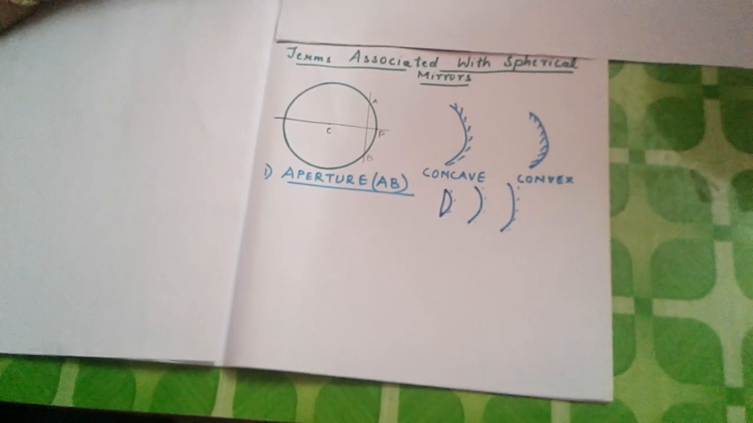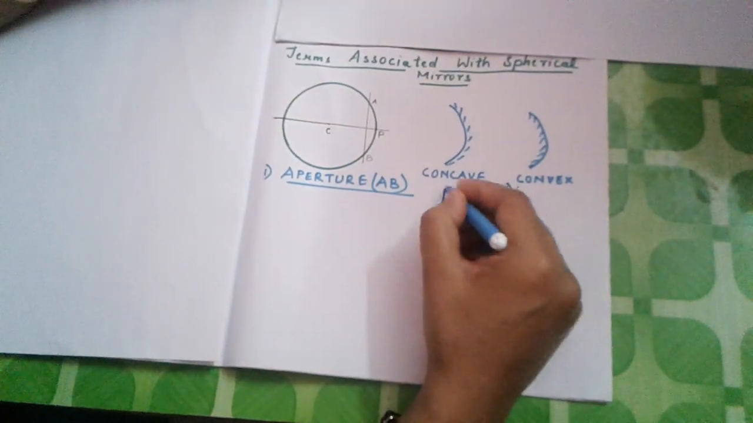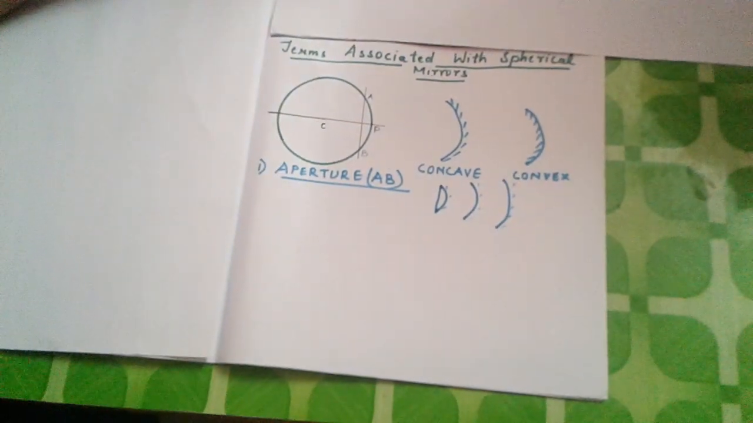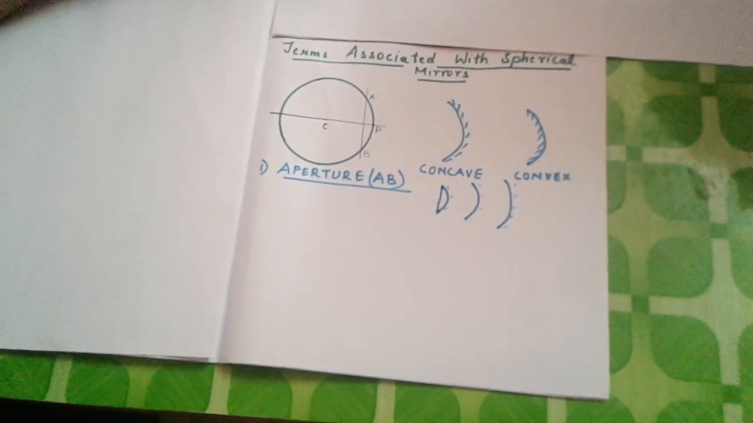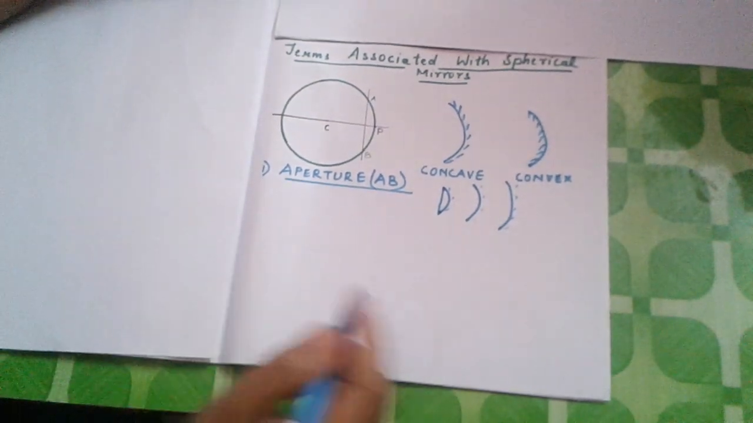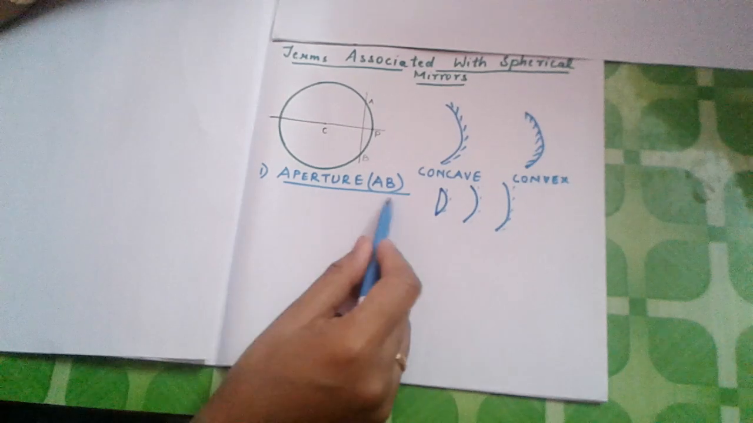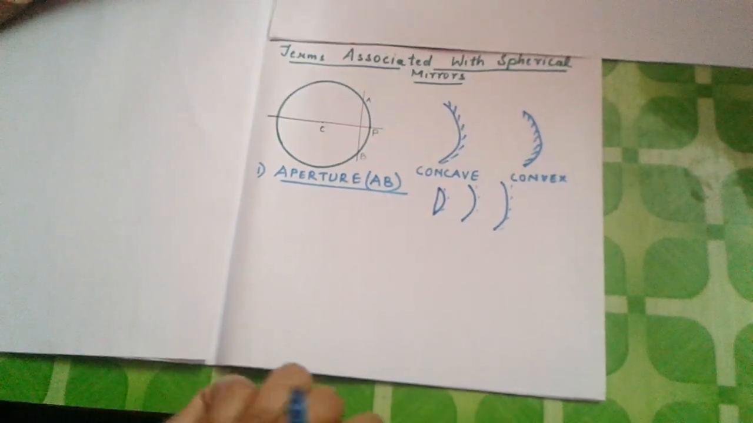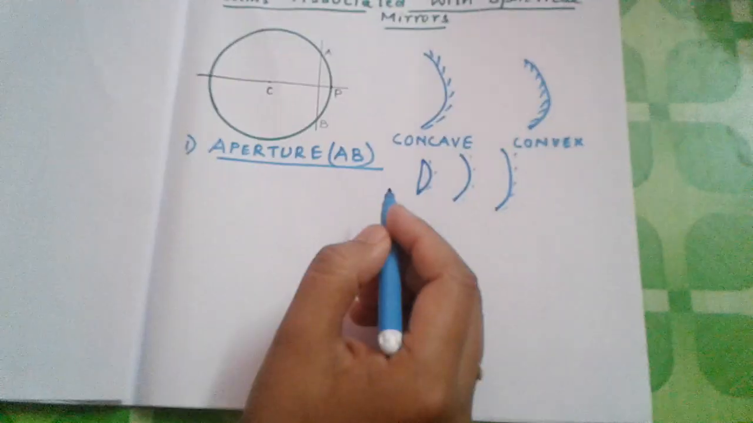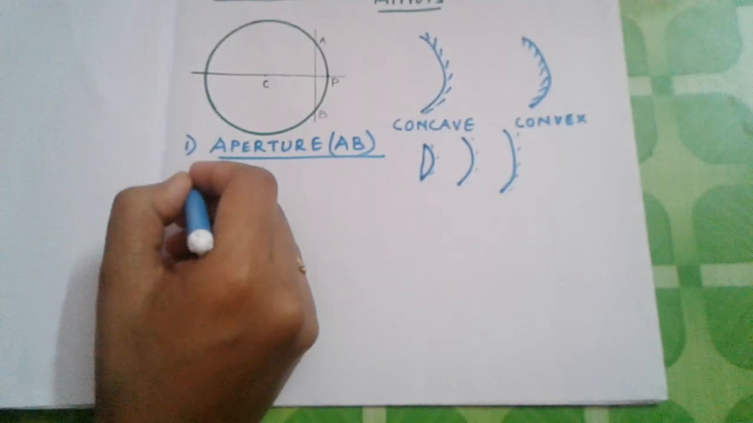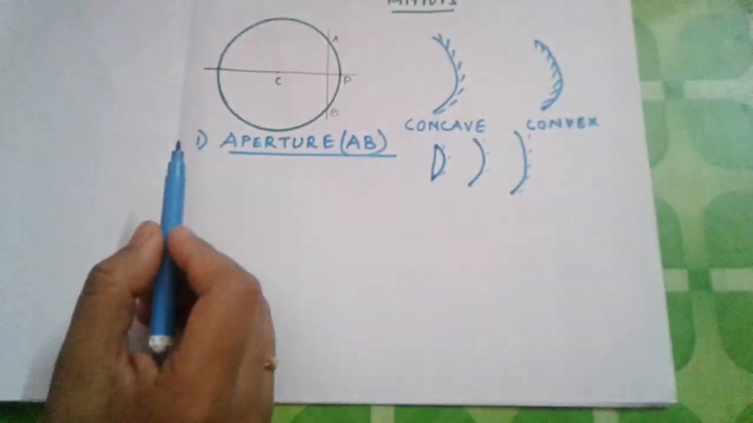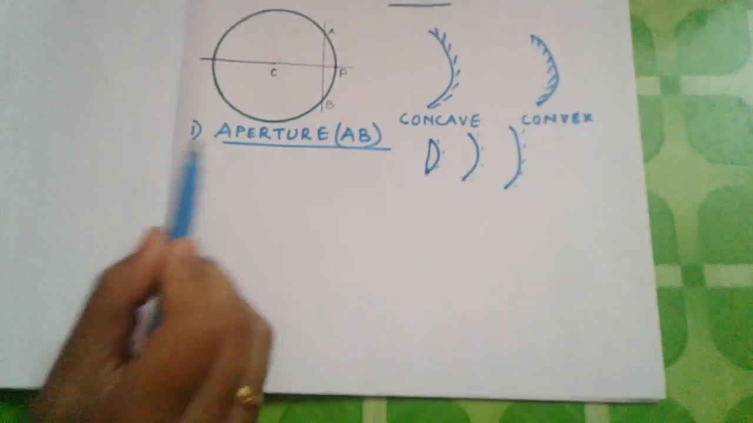While writing the definition, since this is the cutout area, this is the longest line it can have, and the longest line in any curved area is known as what? Diameter. You must have read it in mathematics. So the diameter of the spherical surface is known as aperture. This is how we write the definition, the longest length. This is clear, I think. The longest line is always the diameter, and the word diameter is used in the definition.